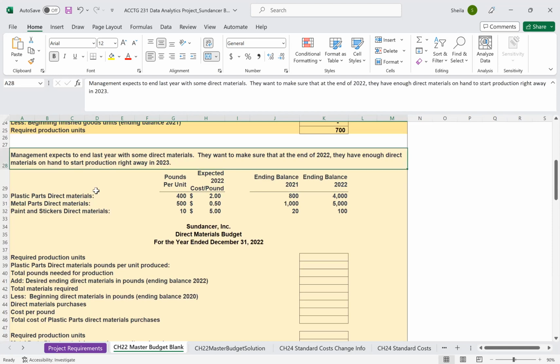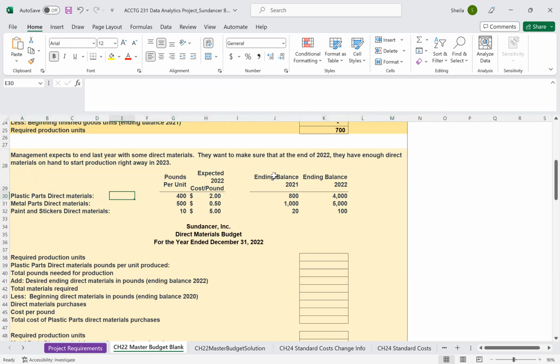So if management expects to end last year with some direct materials, that means in 2021, this is what they expect to end the year with for each of these direct materials. Now, again, we want to make sure we don't run out. So we want to end the budget year with this amount of direct materials. And all of these are per pound. Okay, so that's one thing. The second thing is that this tells you here how many pounds we need to use per unit, or per boat. And then this tells you the expected cost per pound. Okay, so we need all of this for budgeting.